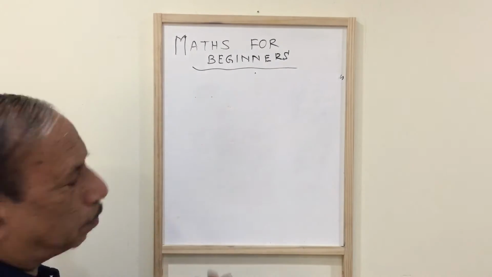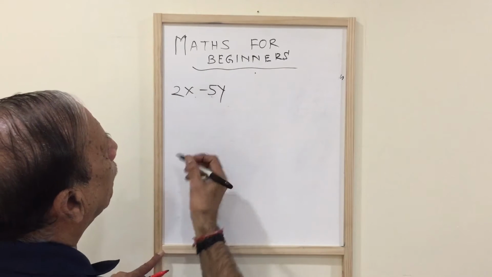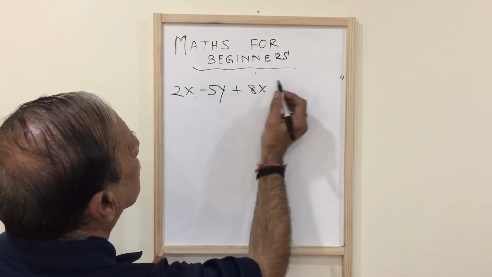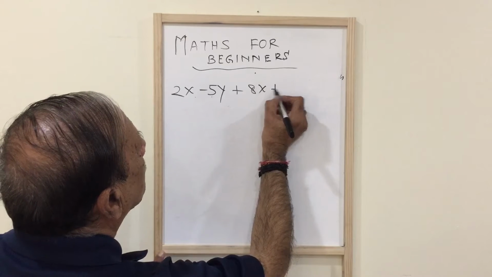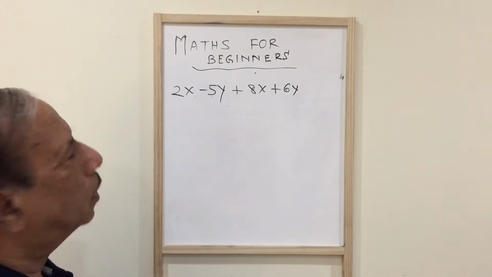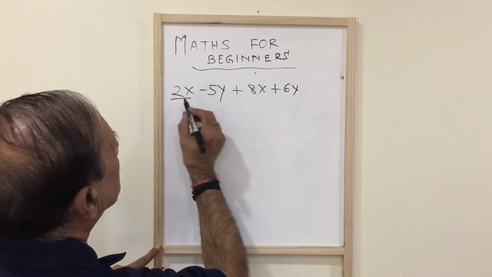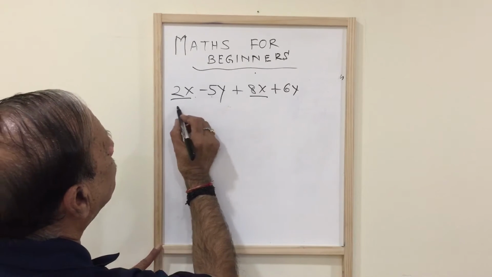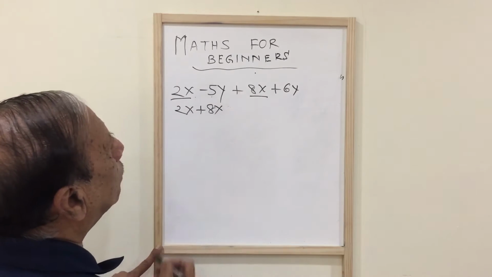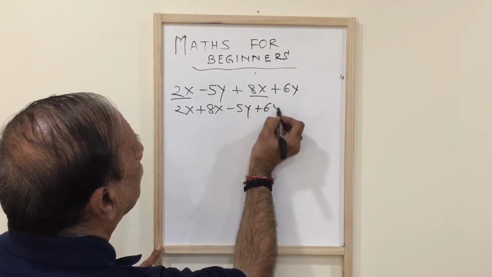I'll take another example. 2x minus 5y plus 8x plus 6y. So what you have to do? You have to rearrange first. Here is the 2x, here is the 8x. You have to rearrange like that: 2x plus 8x. The 8x will come over here. Then you write minus 5y and then plus 6y.